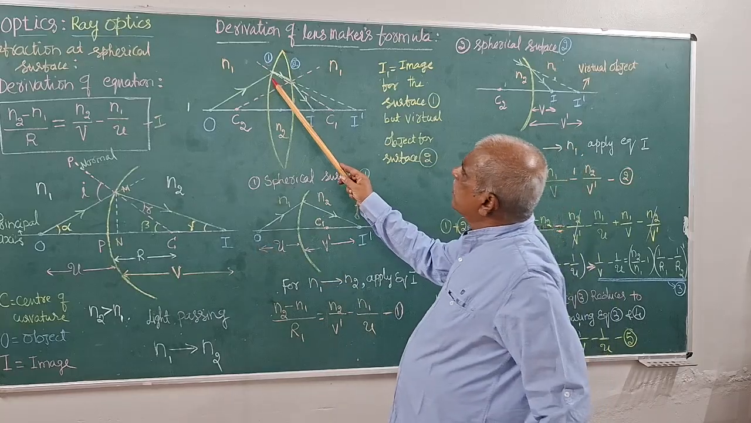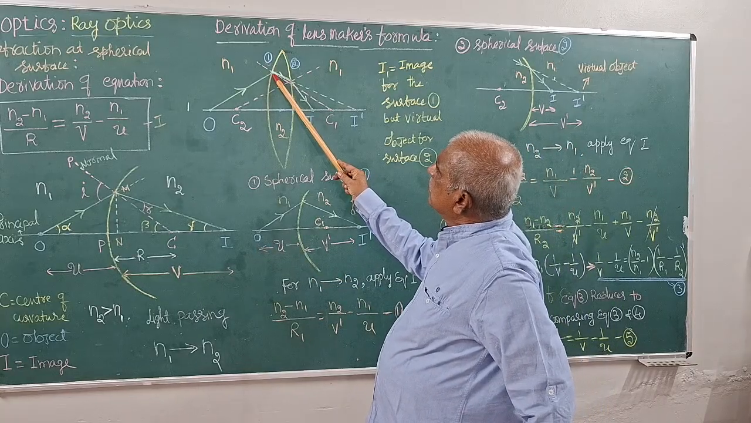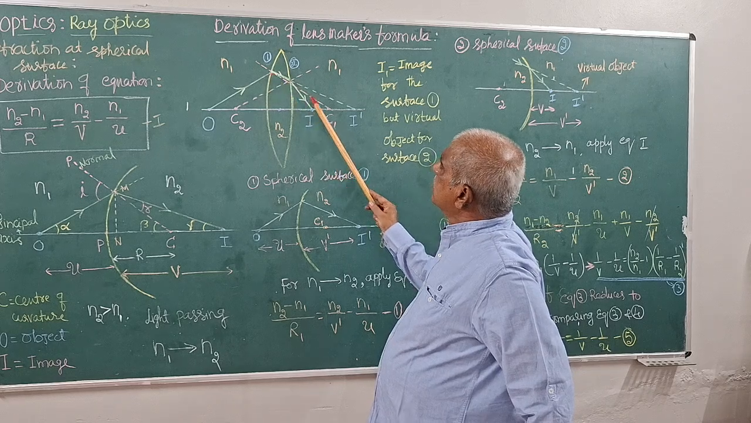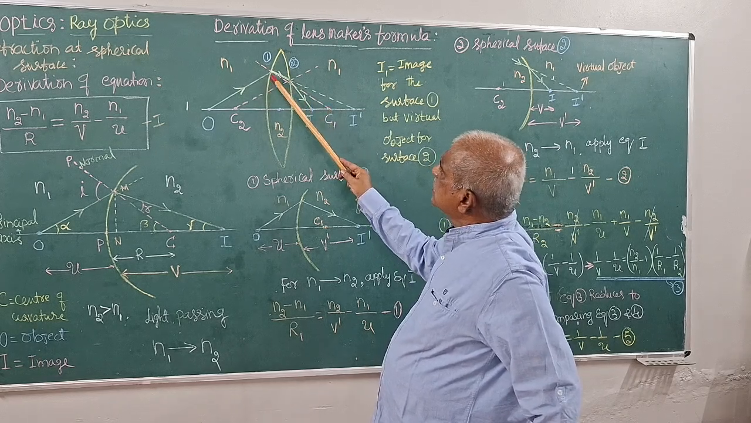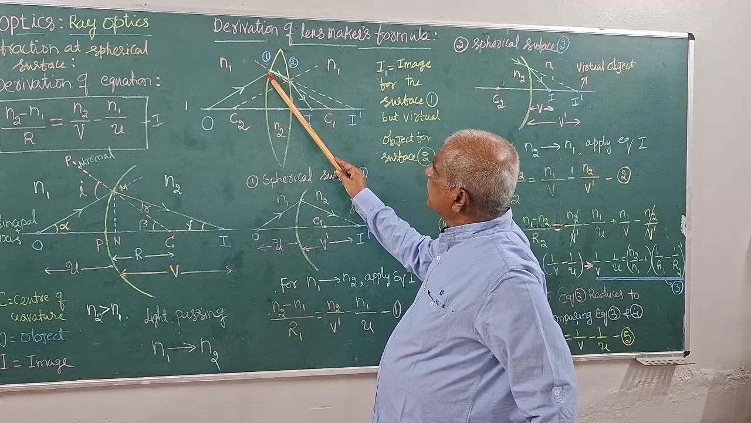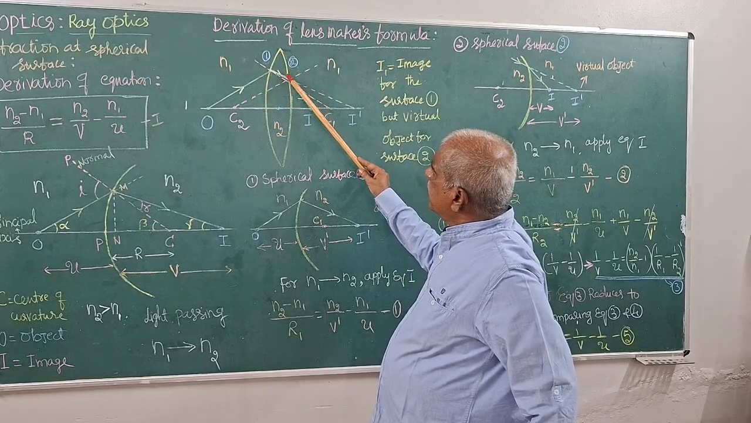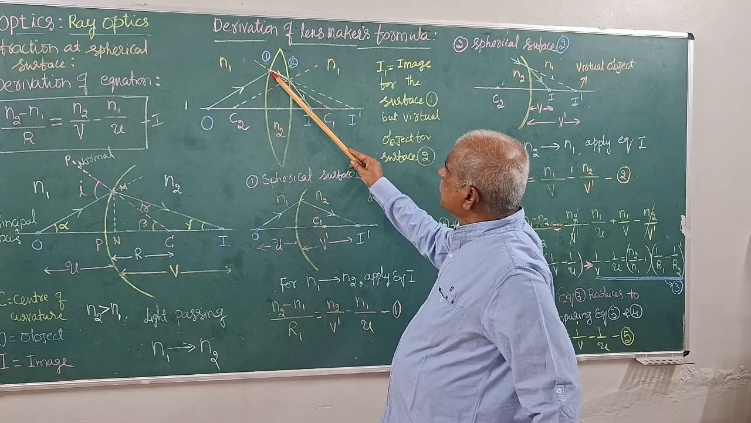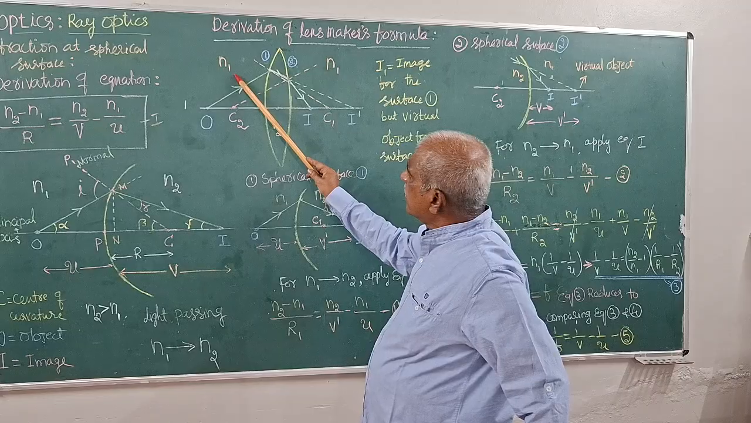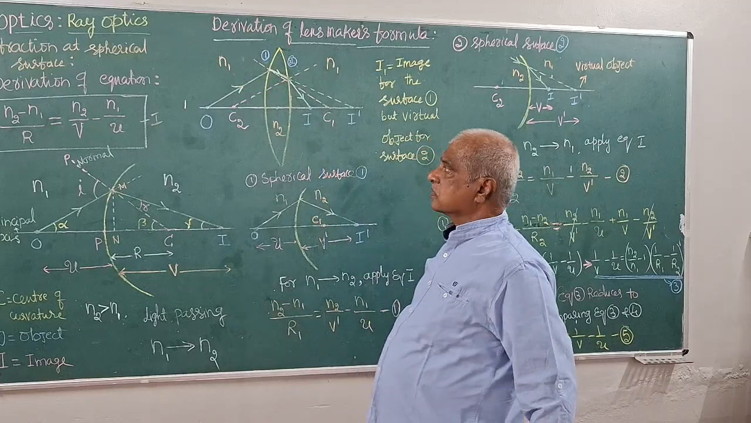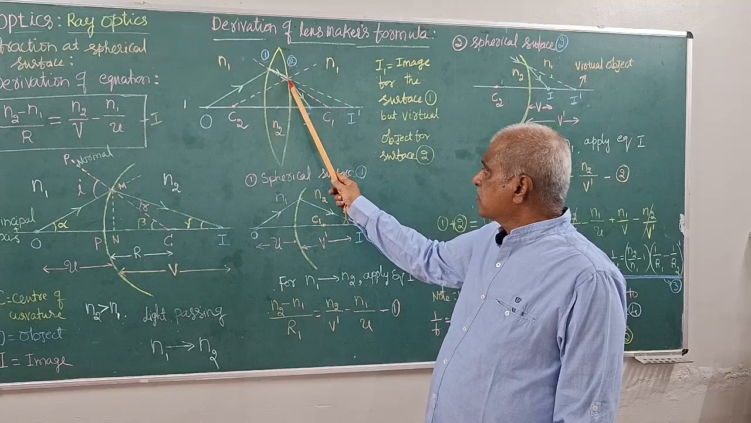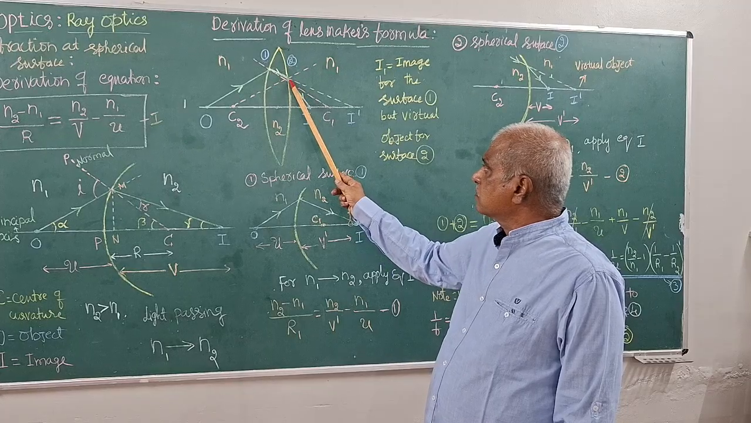And here at this point of refraction, what would be the normal to this surface? The normal to the surface is the line joining the center of curvature of this surface and this point. That is a straight line. During refraction, the ray bends towards the normal, going from lower refractive index to higher refractive index. So that is the direction of the ray after refraction from this point.